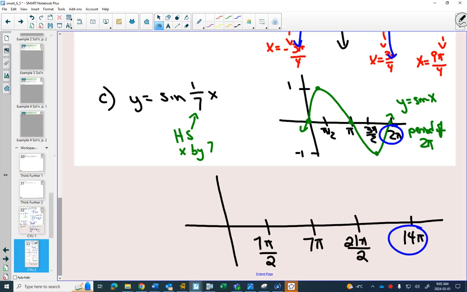My amplitude, my A value, is still 1. So my amplitude stays 1. And a sine graph starts in the middle going up. So I start in the middle. Then I go up to my maximum. Then back to my middle. Then down to my minimum. And back to my middle.